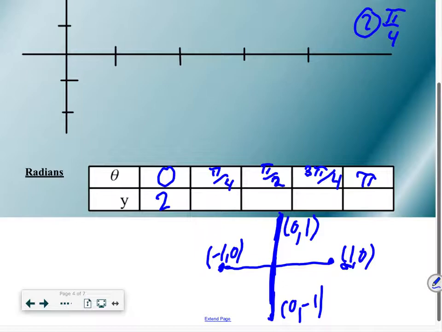Anyway, take our pi over 4 times 2. Pi over 4 times 2 is how much? 2 pi over 4, or pi over 2, so I'm here. Cosine of this is 0. 0 times 2, 0.